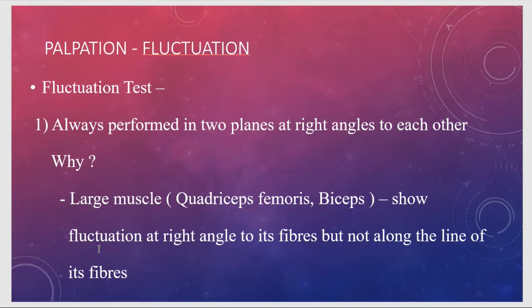An important thing is, it should always be performed in two planes at right angles to each other. And why? It is to rule out some false positive results, like the large muscles having a bulk of muscle fibers, like quadriceps femoris or biceps. They show fluctuation at right angles to their fibers, but not along the line of their fibers. So we differentiate the various swellings. This fluctuation test is always done in two dimensions at right angles to each other, right?